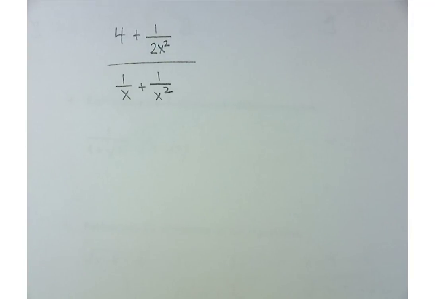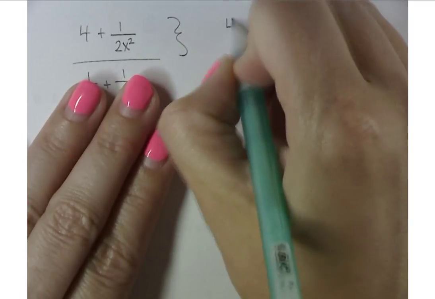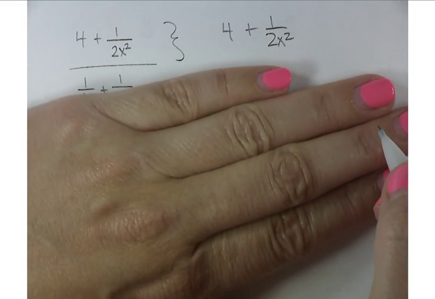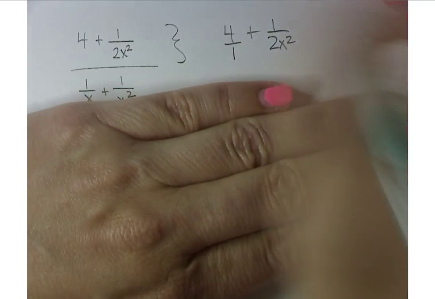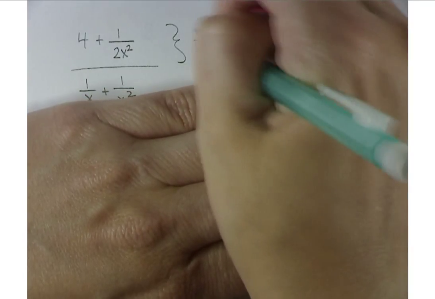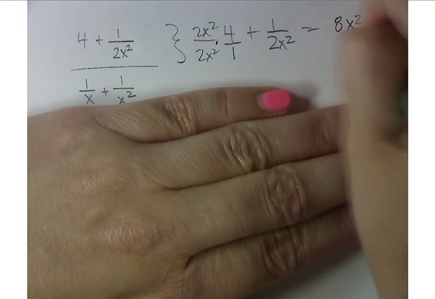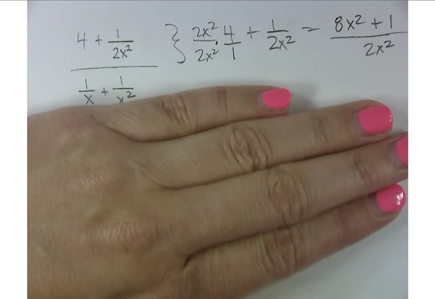Well, what do we do? First thing you want to do is isolate, right? Let's just do the numerator, okay? All right, so this is just 4 plus 1 over 2x squared. What's my common denominator? 2x squared. Okay, so then what am I going to multiply this by? 2x squared. Okay, so if I do 2x squared over itself, 4 times 2, 8. So I'm just going to put this whole thing over 2x squared, and then plus 1.